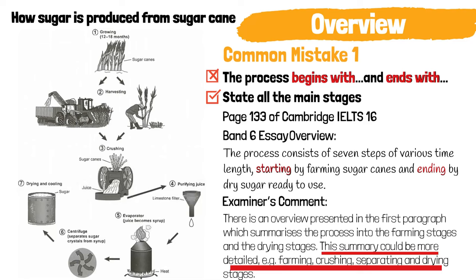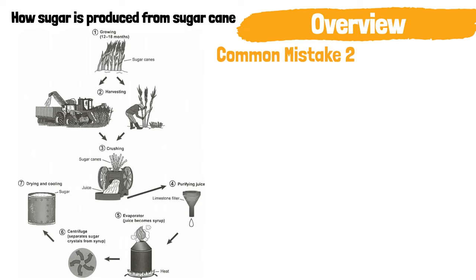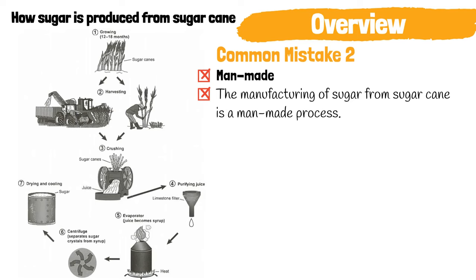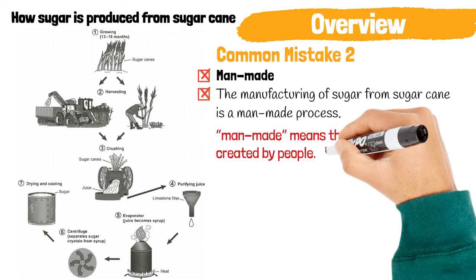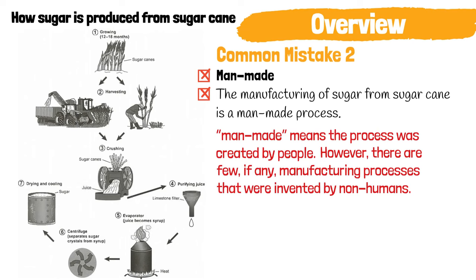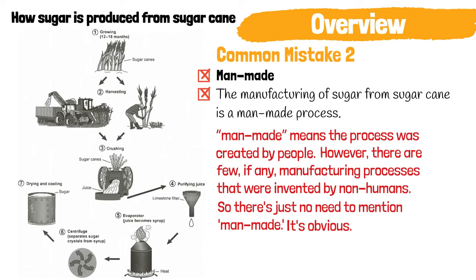Another mistake when writing an overview for a process diagram would be to use the term man-made process. For example, a lot of people write something like this. The manufacturing of sugar from sugarcane is a man-made process. Man-made means the process was created by people. However, there are few, if any, manufacturing processes that were invented by non-humans. So there's just no need to mention man-made. It's obvious. If it's a manufacturing process, it will be man-made.